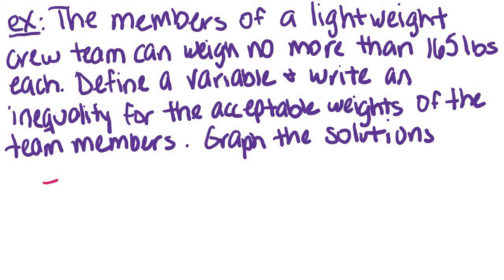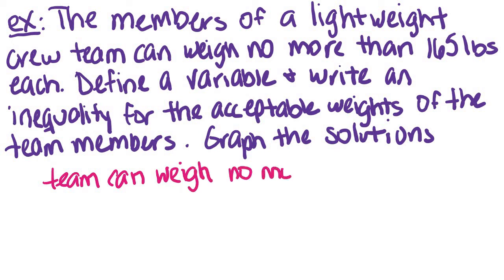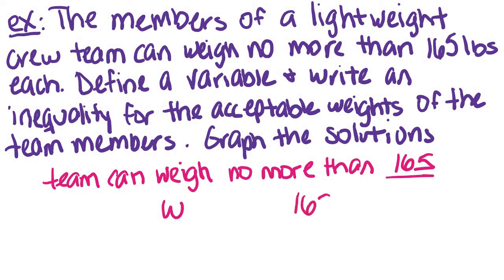So the team members can weigh no more than 165. All right, so let's call the team members' weight W. Our key number is 165. All right, let's draw out a number line first so we can visualize.